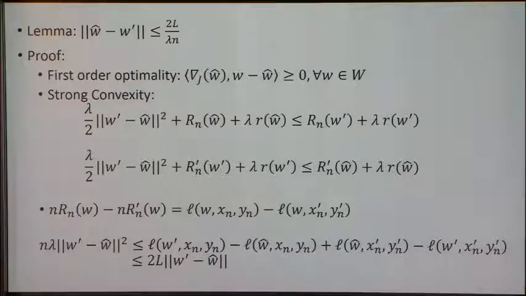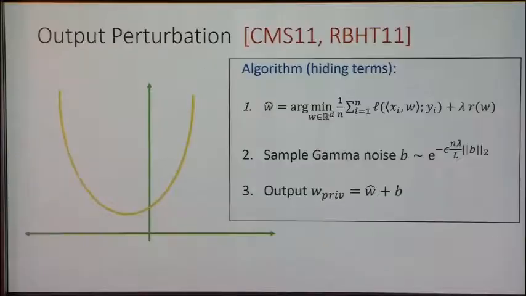So as my number of data points increases, or if my regularization parameter increases, then the two solutions are more stable. And because we know that if my output has this type of sensitivity, then I can add noise of that level and make the algorithm differentially private. That's precisely what this algorithm called output perturbation does, which was first proposed in this work by CMS 11 and RBHT 11. So the algorithm is extremely simple.